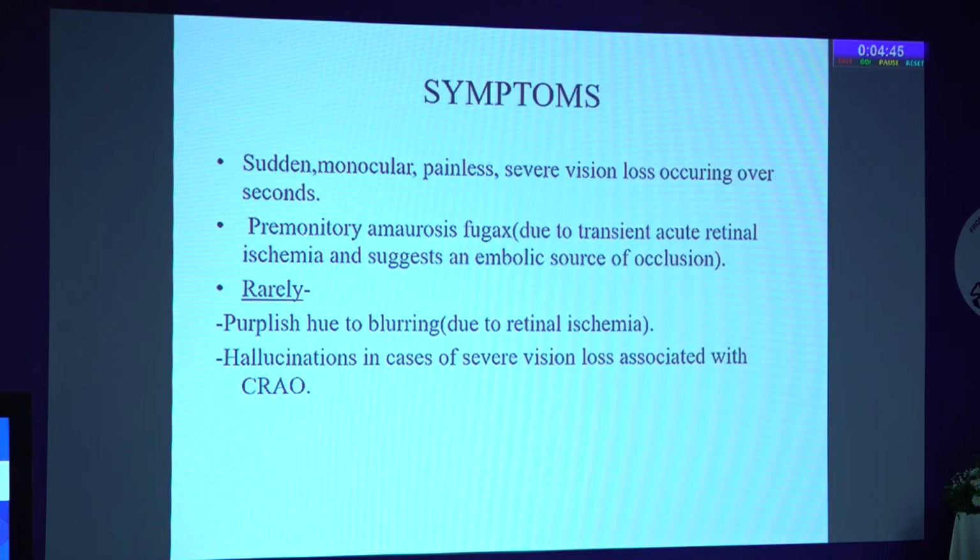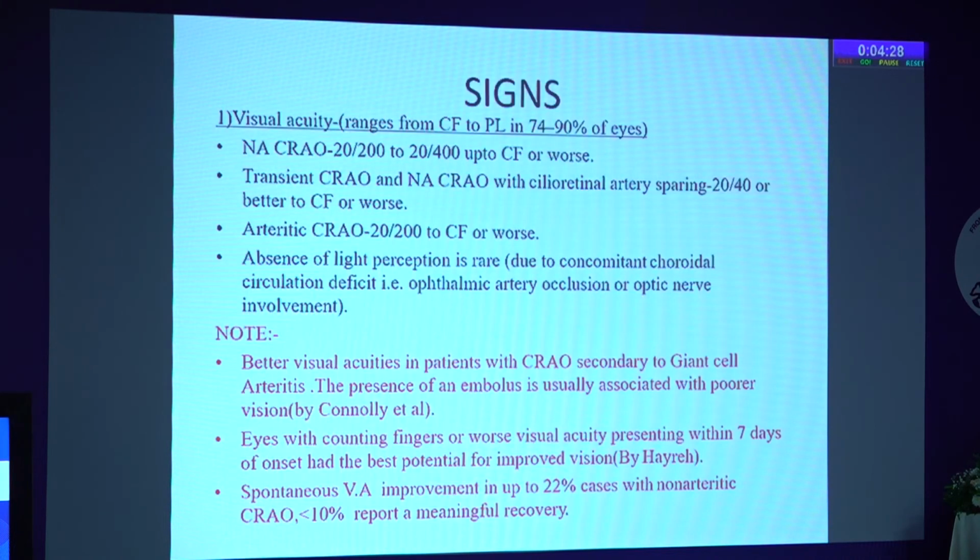So far as symptoms are concerned, there is sudden monocular painless, severe vision loss occurring over seconds, and premonitory amaurosis fugax may be there. Rarely, a purple hue or blurring due to retinal ischemia can be seen, and you can have hallucinations in cases of severe vision loss associated with CRAO.